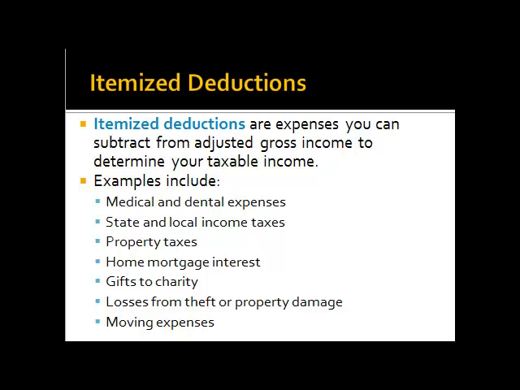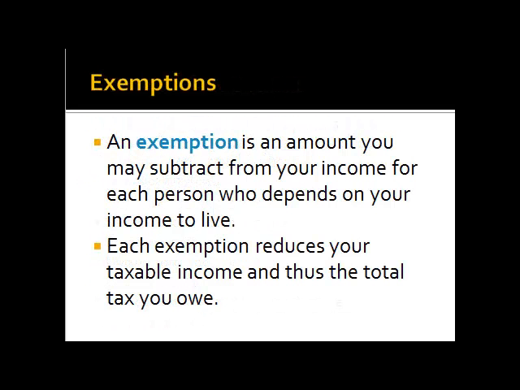Examples include medical and dental expenses, state and local income taxes, property taxes, home mortgage interest, gifts to charity, losses from theft or property damage, and moving expenses. An exemption is an amount you may subtract from your income for each person who depends on your income to live. Each exemption reduces your taxable income and thus the total tax you owe.